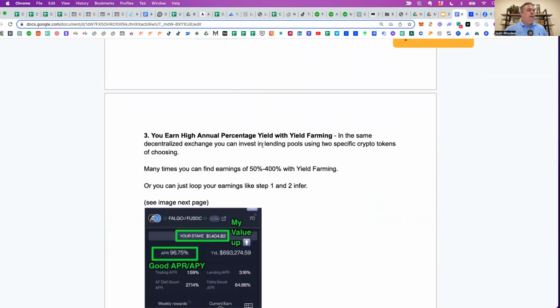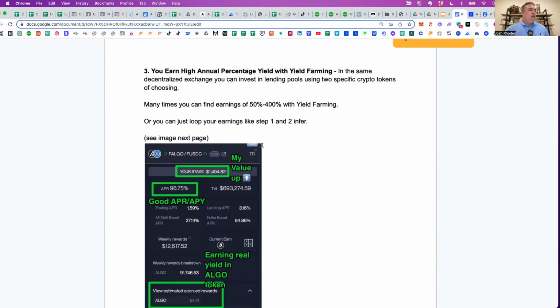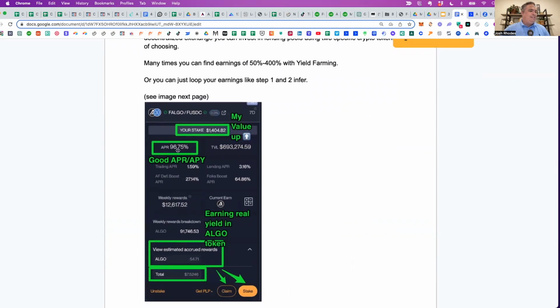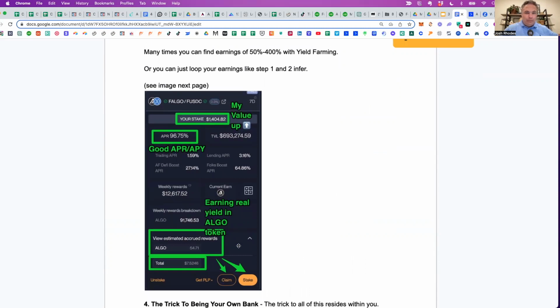But then the fun part is when you start yield farming with that borrowed money, and then you can go to places like Pact Financial, and you can earn 96% a year and earn daily returns or daily yields and harvest them. Like, this is an Algorand yield farm where I earn more Algorand every single day. And Algorand, when it goes up in value, I'll have more than I started with. And that's how I can exponentialize my returns.